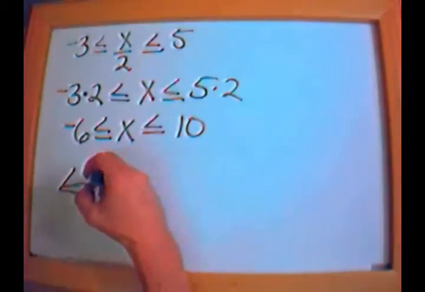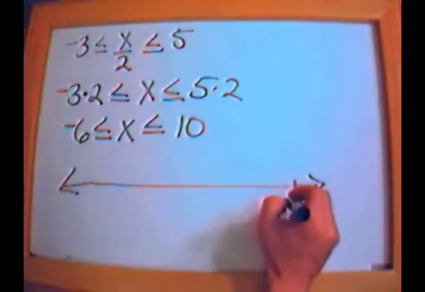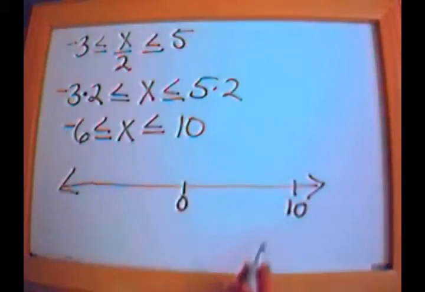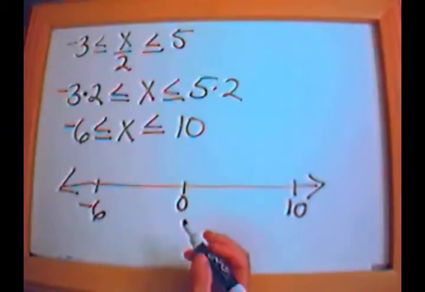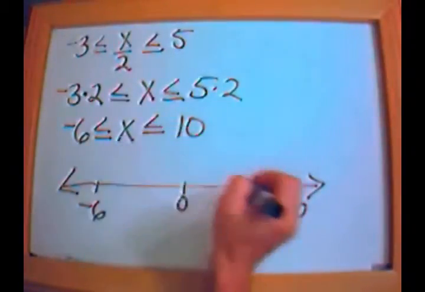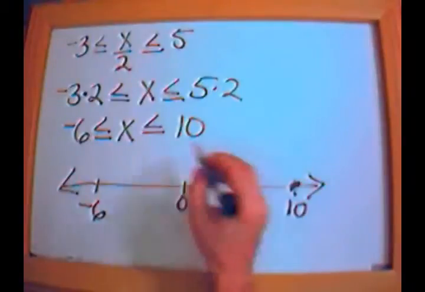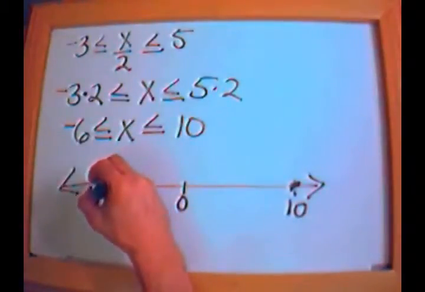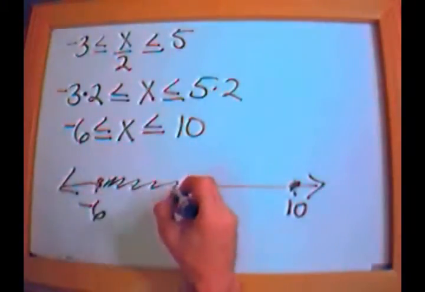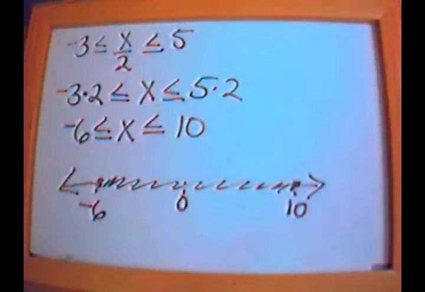And if you graph that, if 10 is way over here, here's 0, and here's negative 6, you are less than or equal to 10, but greater than or equal to negative 6, so it's going to be all these numbers in between.